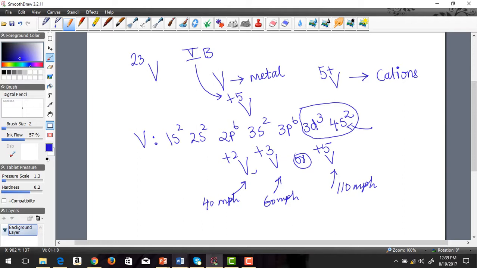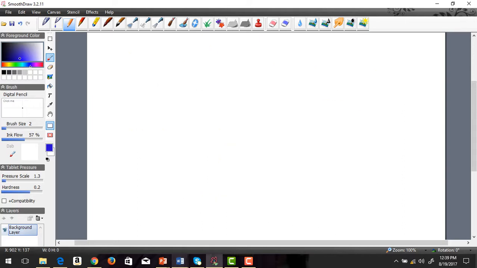All right, so let's go back and look at a different one, and I think I'm going to use the example that I've already used, which is oxygen. Oxygen's atomic number is 8, and if you notice, it's in group 6A. Oxygen is a nonmetal.